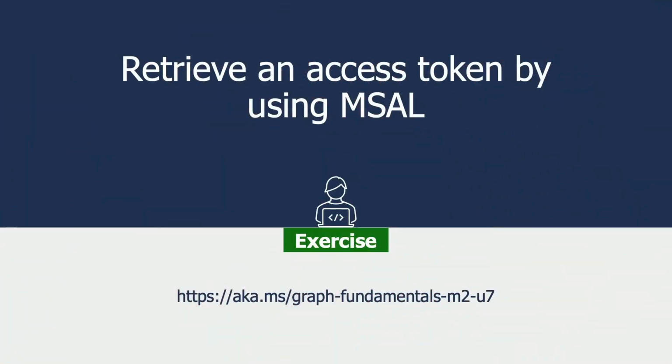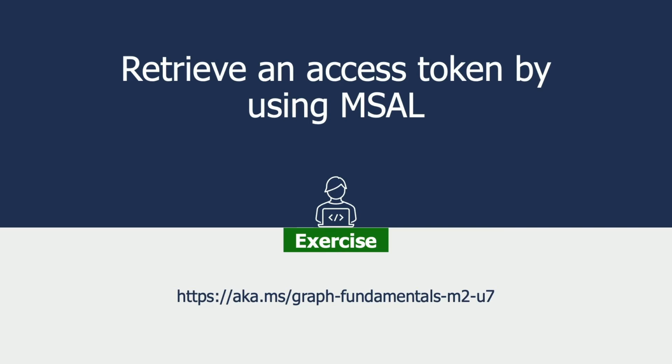Up to this point, you've learned about permissions or scopes, permission types, and access tokens, but we really haven't seen an example in action. So let's do that. In this exercise, we're going to learn how we can retrieve an access token by using MSAL. This is going to be a vanilla JavaScript app. Nothing fancy, no extra libraries or frameworks other than MSAL and Microsoft Graph.